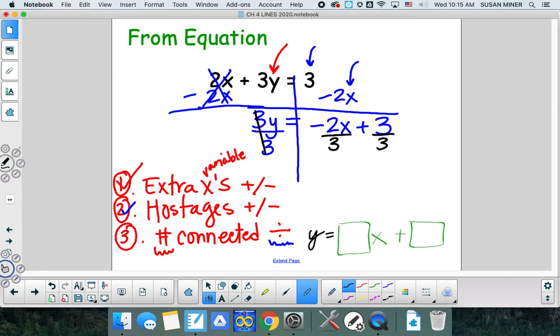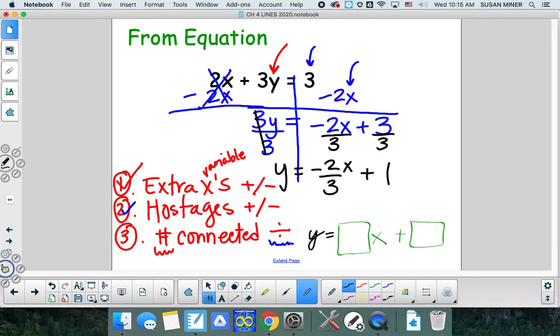This term is going to cancel. Those 3's are going to cancel, and all I'm going to have left is the y. Over here, -2 divided by 3 doesn't divide evenly, so I just leave it the way that it is. And then 3 divided by 3 is 1.